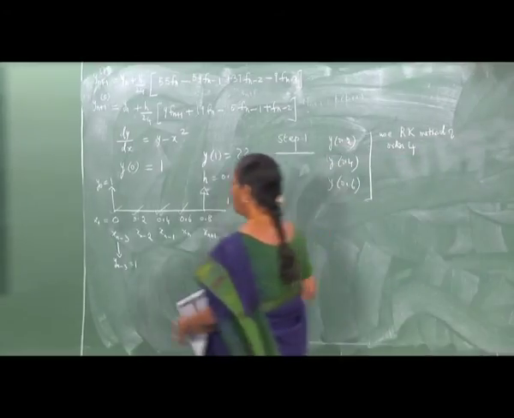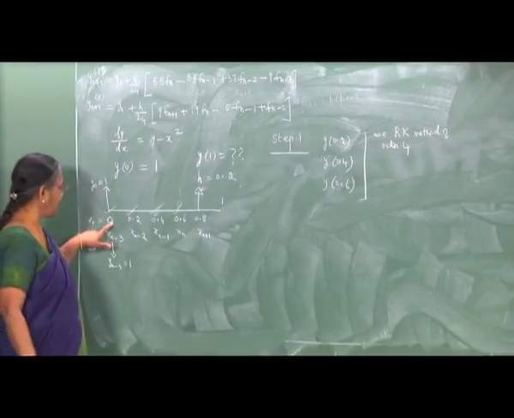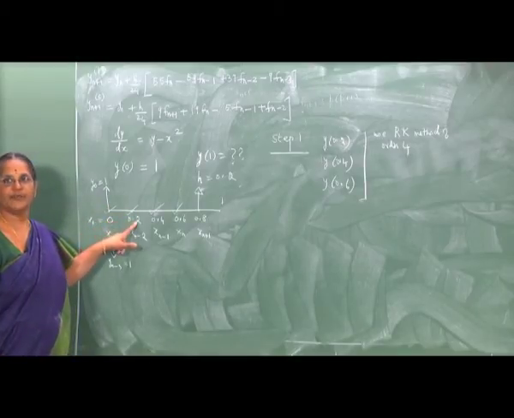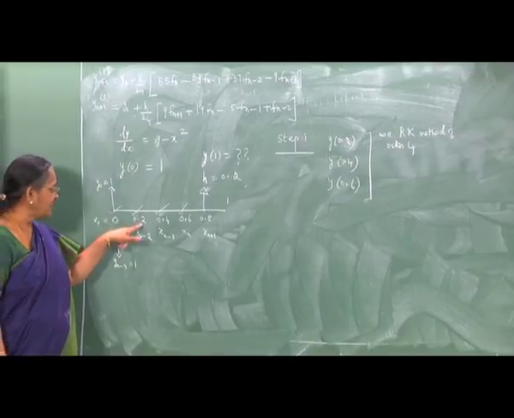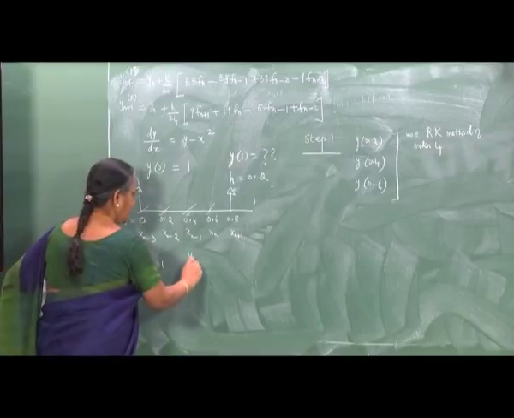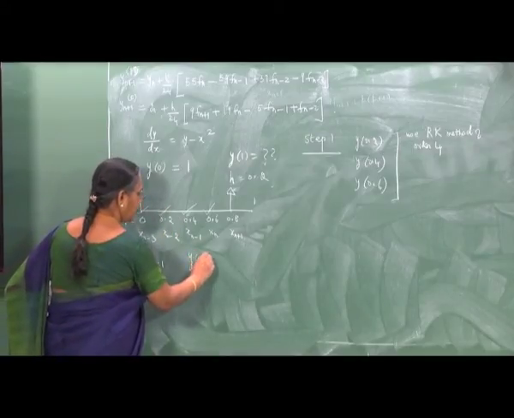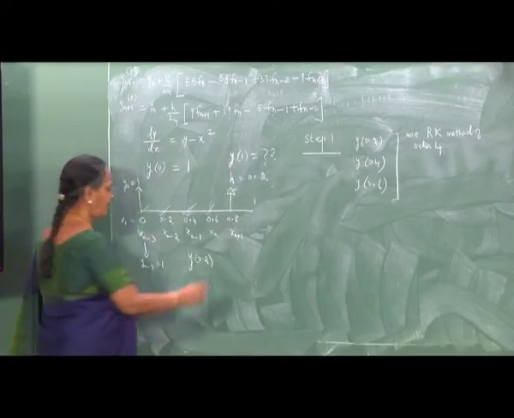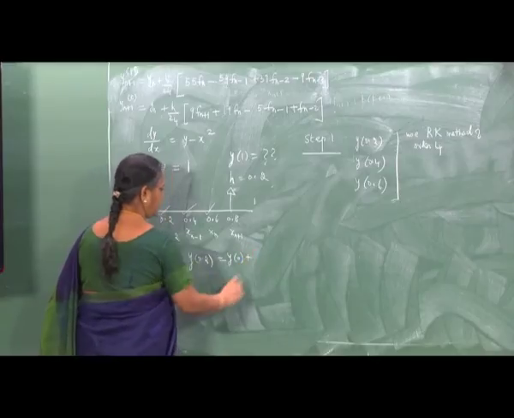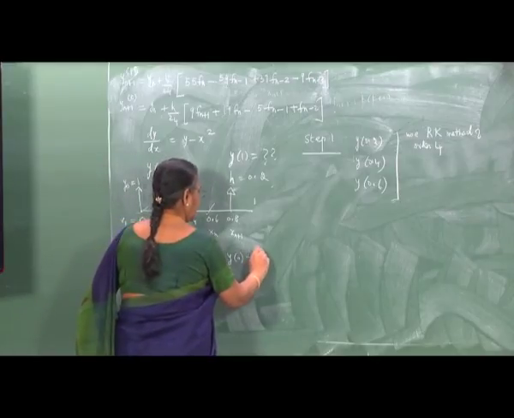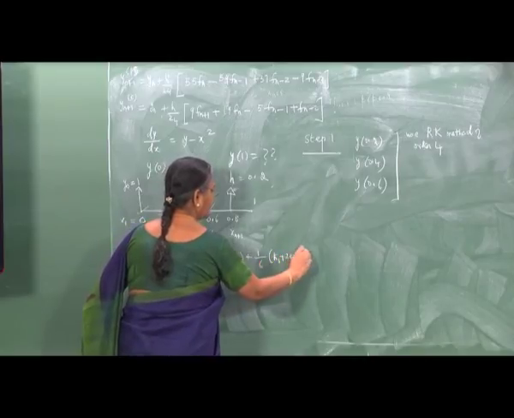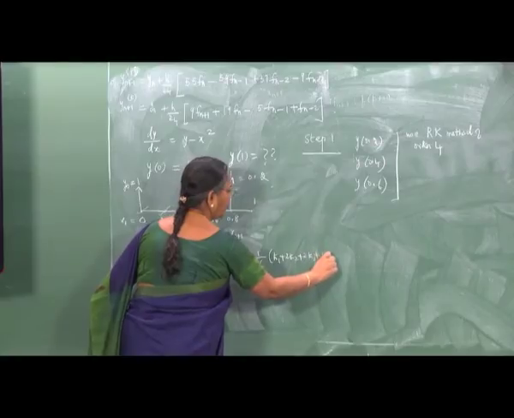How do you do it? You know the solution at this point. So, I march one step ahead and compute the solution by Runge-Kutta method at this point. Isn't it? So, I require y at 0.2. What does Runge-Kutta method of order 4 say? It says it is y at 0 plus 1 by 6 into k1 plus 2k2 plus 2k3 plus k4.